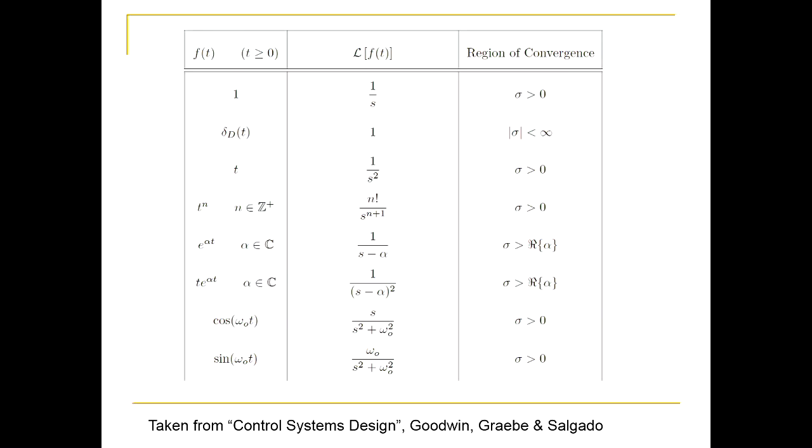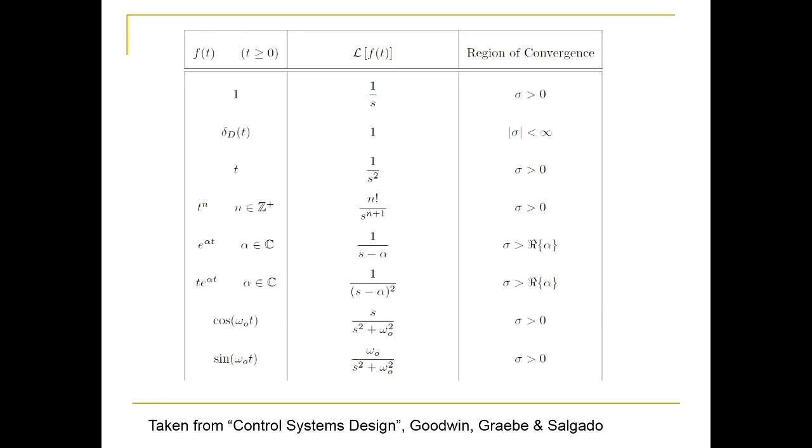Well, in the first column you have these signals that are functions of time. Then you have their Laplace transforms, and then you have their regions of convergence, right? Only for these regions of convergence are these Laplace transforms well defined. This table is taken from Goodwin, Graebe, and Salgado, but Ogata, Franklin, and Powell at the back of the books have comprehensive tables of Laplace transforms also. You can use those books as well.